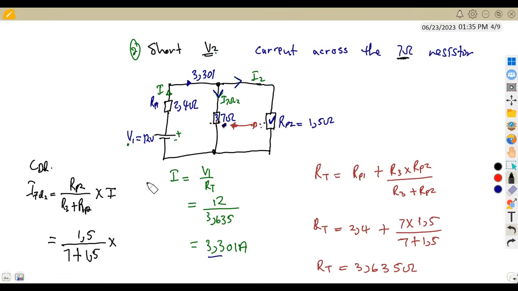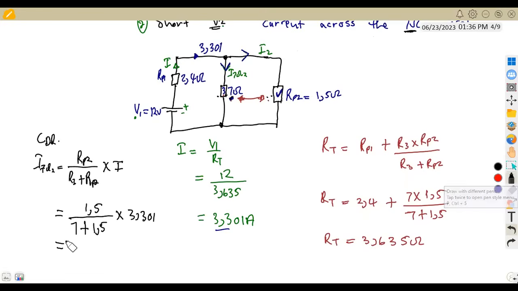And our total current in this case, according to this branch, is 3,301 amps. So this is going to give us the current across the 7 ohm resistor. So the current across the 7 ohm resistor in this case is going to be 0,583 amps. So we're going to obtain the current of 0,583 amps.